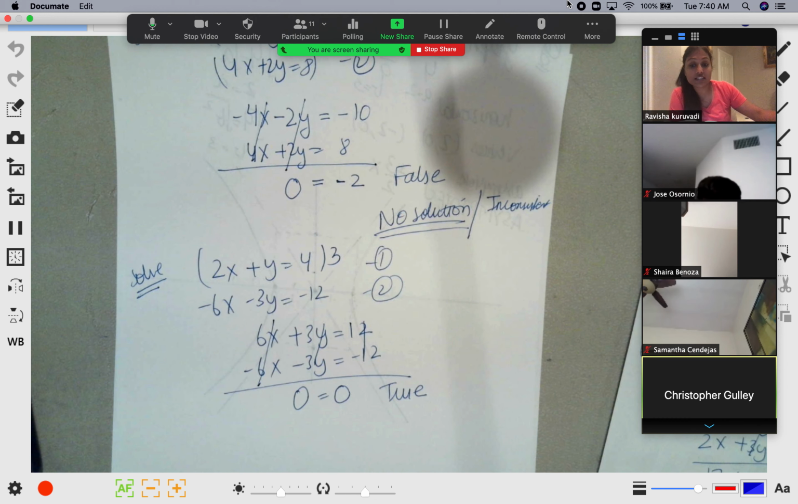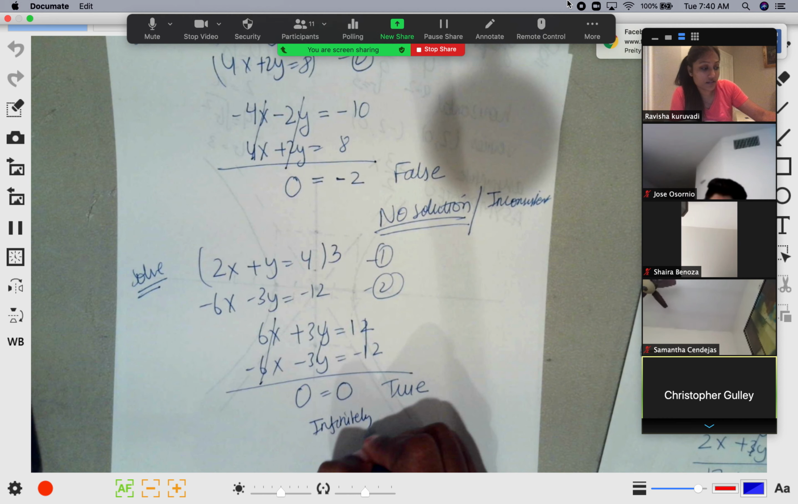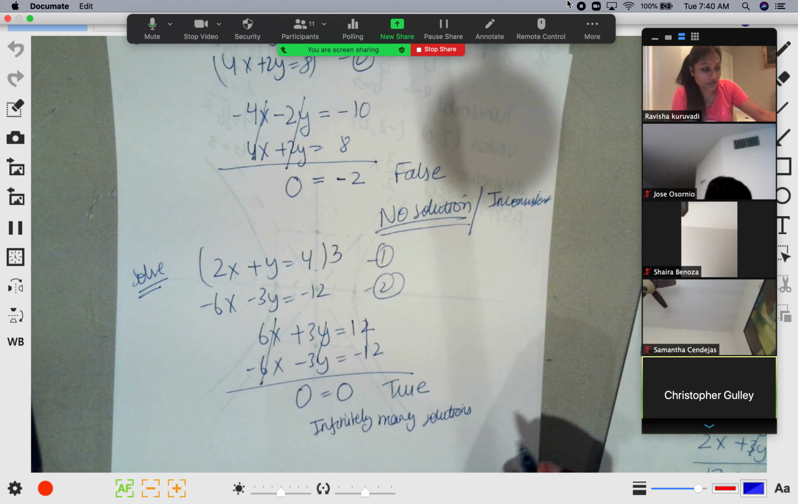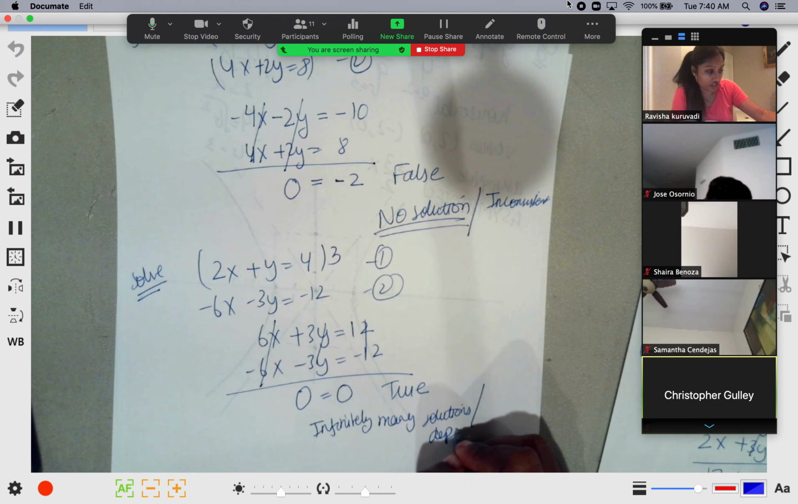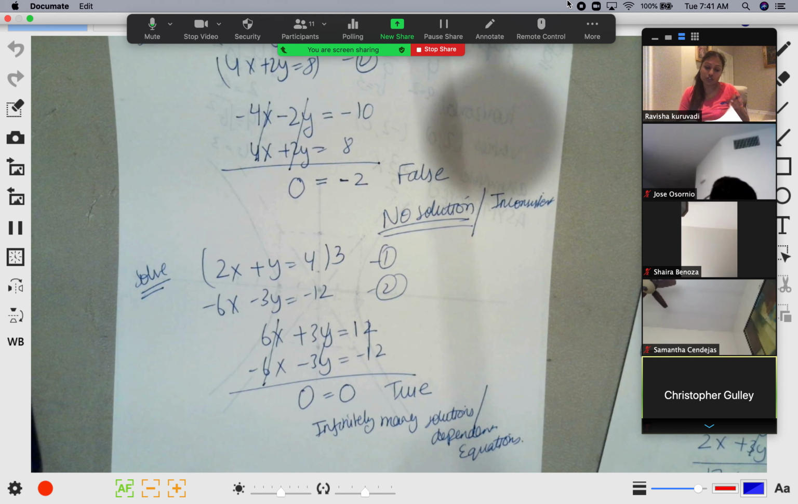But in this case, you're getting true. When you get something like 0 equals 0, which is true, then that means there are infinitely many solutions. This is also known as dependent equations. Infinitely many solutions or dependent equations. Any questions, anyone?